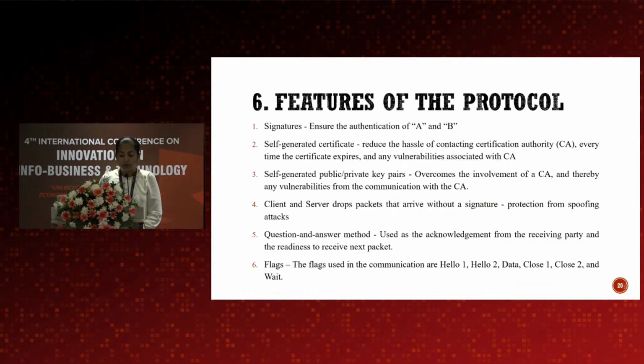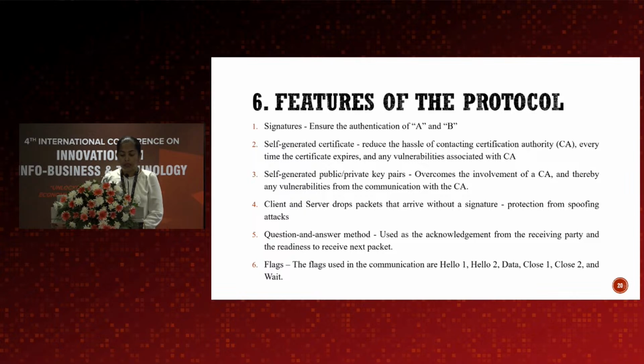There are 6 features of the protocol. The first one is the signatures to ensure the authentication of A and B. Then the second one is self-generated certificate. It reduces the hassle of contacting the certification authority every time the certificate expires, and there are certain vulnerabilities involved with certification authority. So it was written in the literature also. So with use of self-generated certificates, we can eliminate that threat. Self-generated public and private key pairs also achieve the same target.